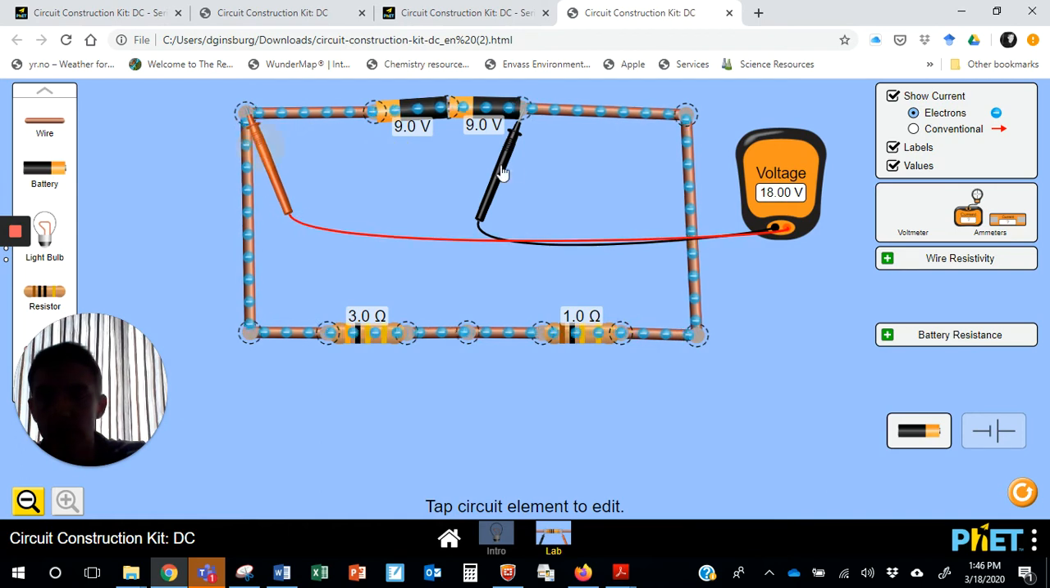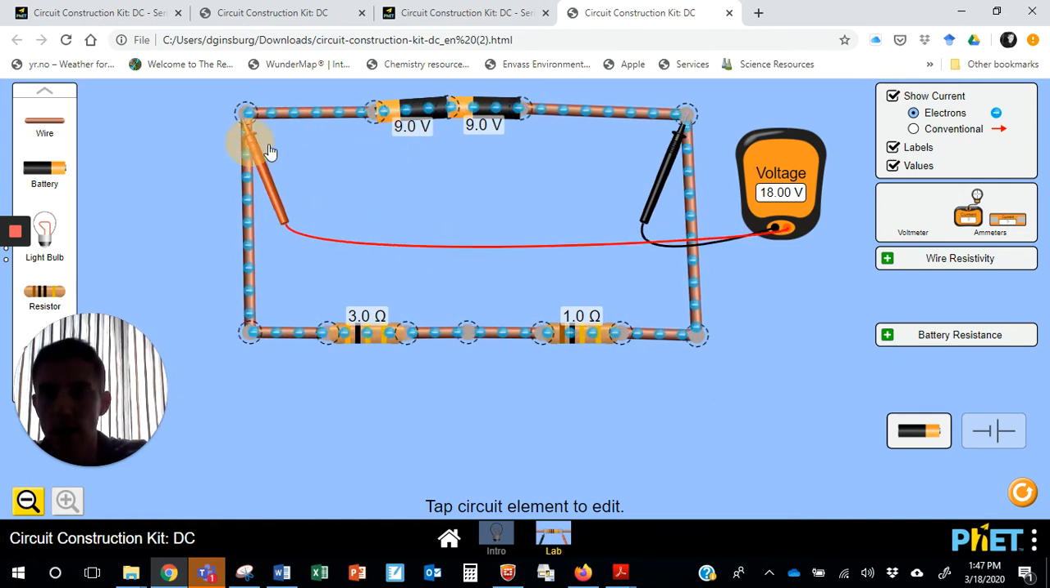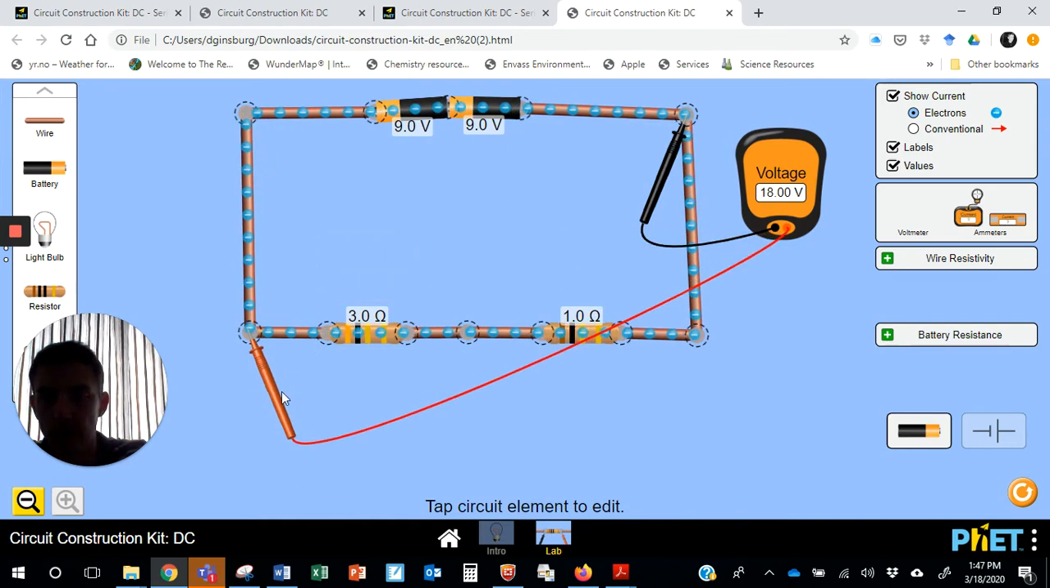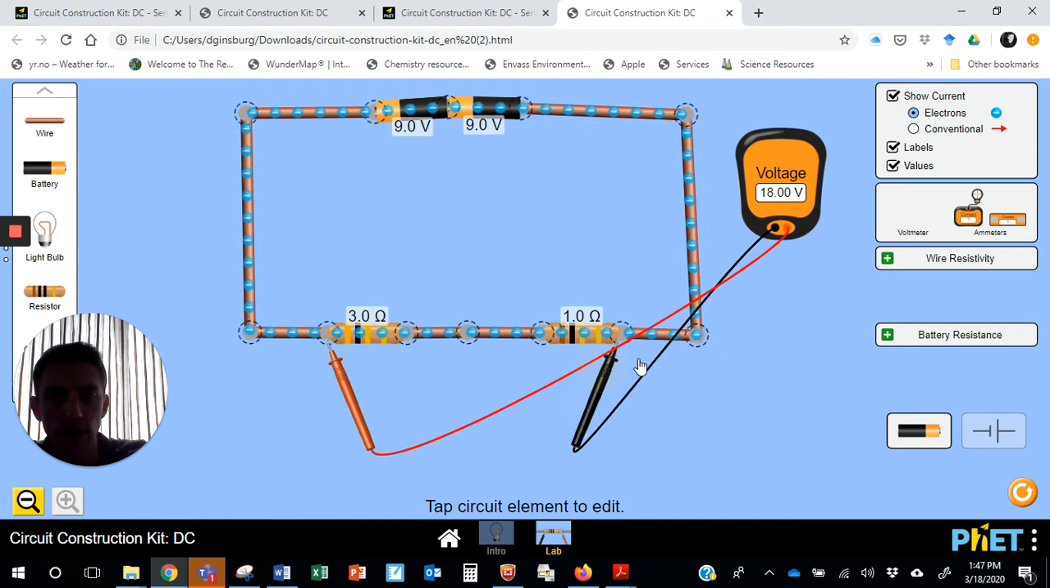If I moved the leads to these positions, notice how it's still 18 volts, and the reason for that is that we haven't crossed over any component. We're still in the same piece of conducting wire. So whether I move this to there, or to there, or to there, or even over here, the potential difference is still 18 volts. I can move this one to there and it'll still be 18, and over there will be 18.